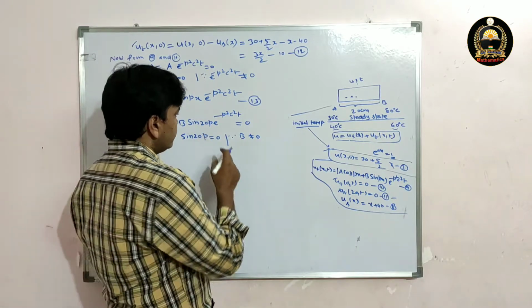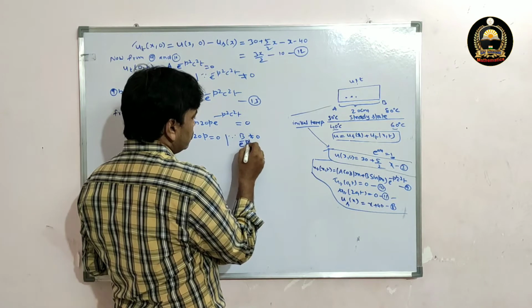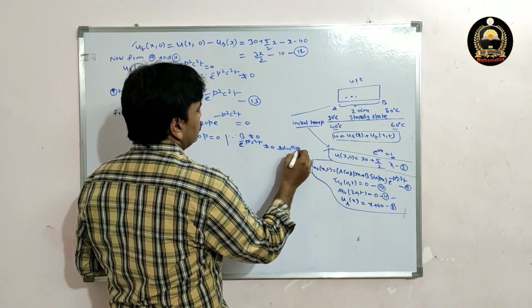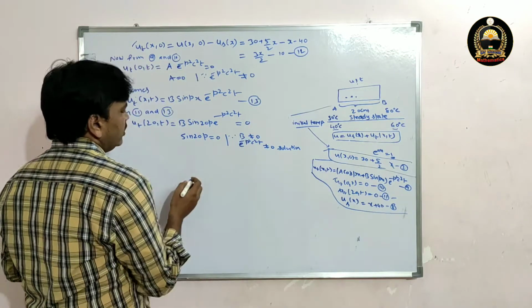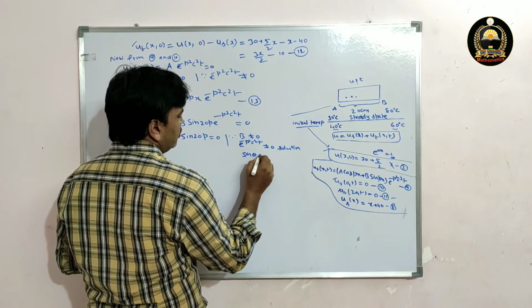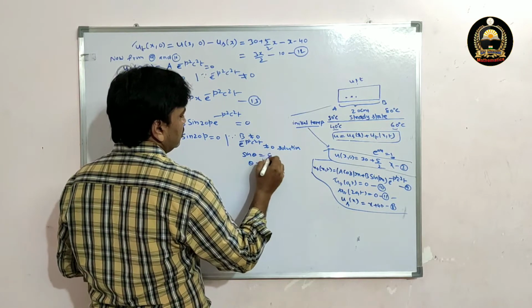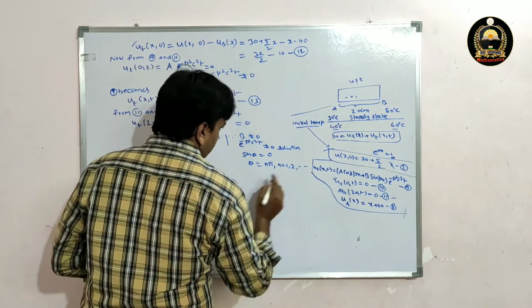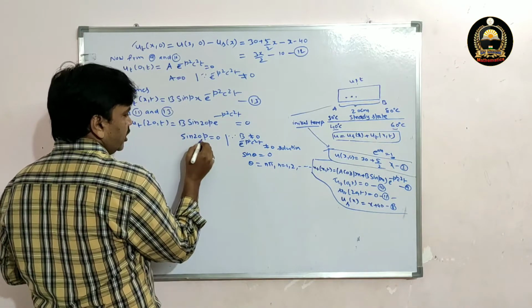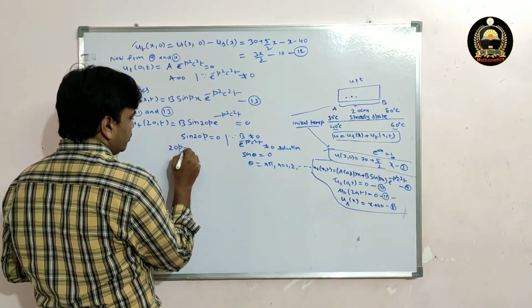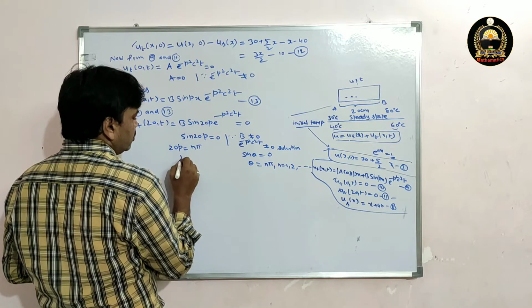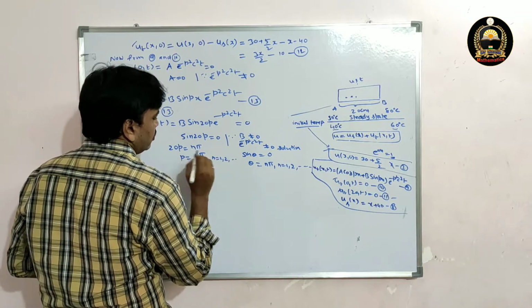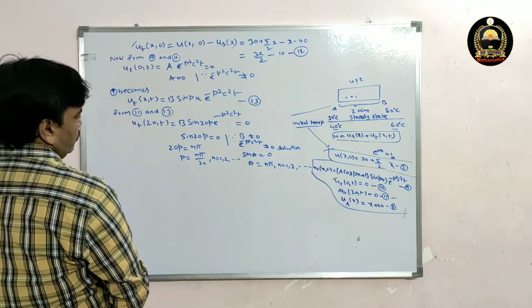And e power minus p square c square t is also not equal to 0, because it is a solution. Now whenever sin theta is equal to 0, theta is equal to n pi, where n is equal to 1, 2 and so on. So we have 20p equal to n pi. So p is equal to n pi by 20, where n is 1, 2 and so on.